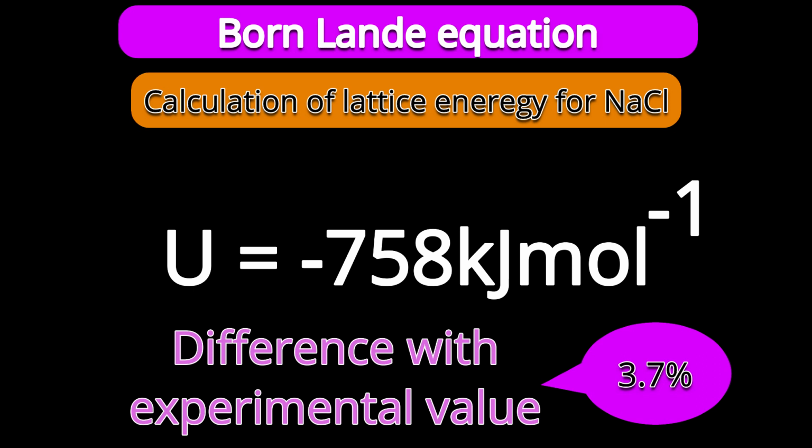You will get the answer 3.7 percent, which means it is less than 5%. What are the differences that are coming? Less than 5%. Without doing experimentation, with a theoretical calculation, we could find the lattice energy to this accuracy. That's the importance of the Born-Lande equation.